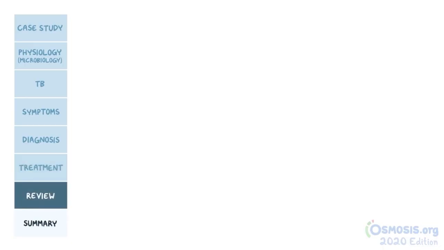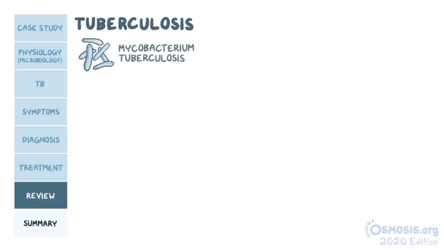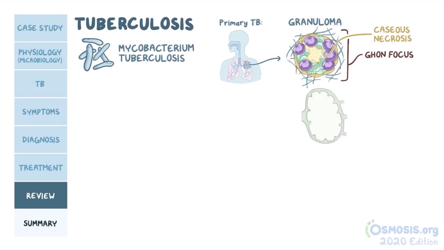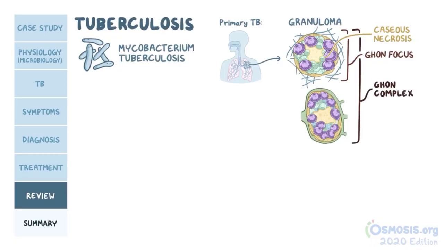Alright, as a quick recap, tuberculosis is an infection caused by Mycobacterium tuberculosis that mainly affects the lungs. Primary TB is when lung infection occurs after inhaling contaminated respiratory droplets. The immune system tries to contain the infection by creating granulomas, and the tissue in the center can undergo caseous necrosis, resulting in Ghon focus. TB also extends to nearby hilar lymph nodes, and together with Ghon's focus, they form Ghon complexes.